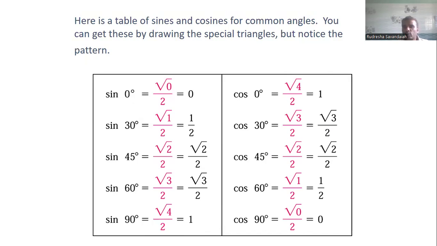Cos 0 is equal to root 4 by 2 equals 1. Cos 30 is equal to root 3 by 2. Cos 45 is root 2 by 2. Cos 60 is equal to root 1 by 2, 1 by 2. Cos 90 is equal to root 0 by 2.